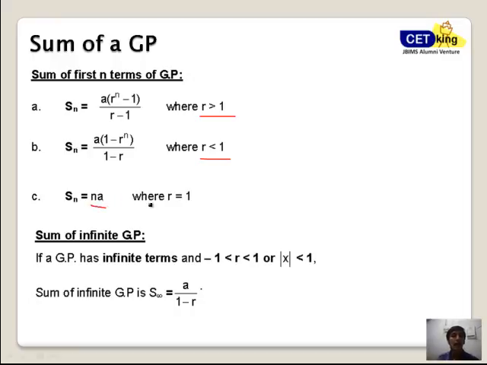Well, there is another sum that is important in GP, that is the sum of infinite GP. If a GP has infinite terms and the common ratio lies between minus 1 and 1, then the sum of infinite GP is given as A upon 1 minus R. We will see how to solve problems on this kind of infinite GP and how to find sums of this sort.